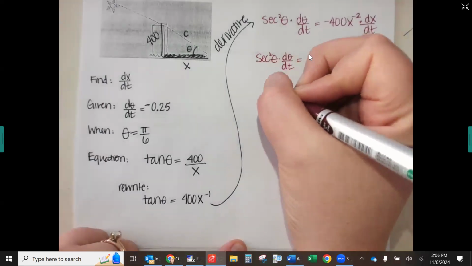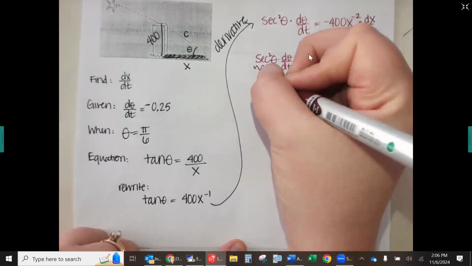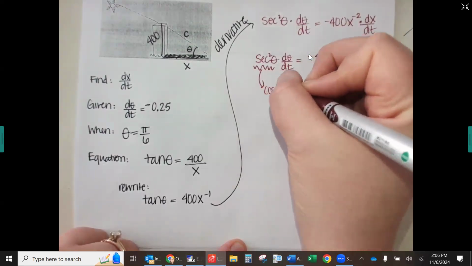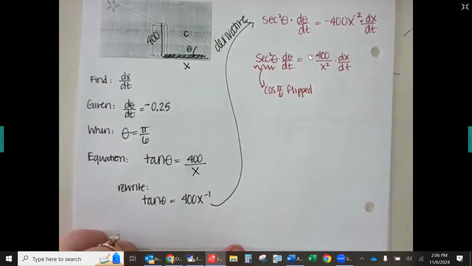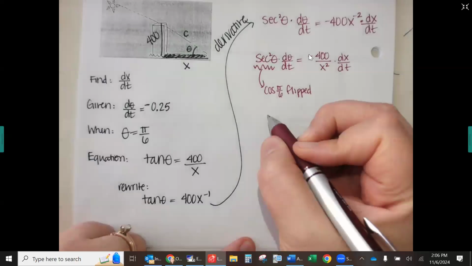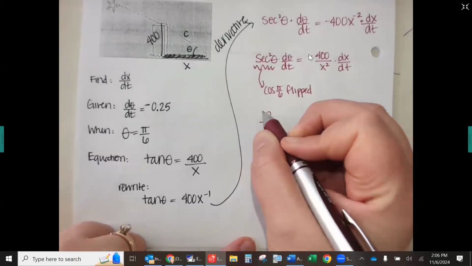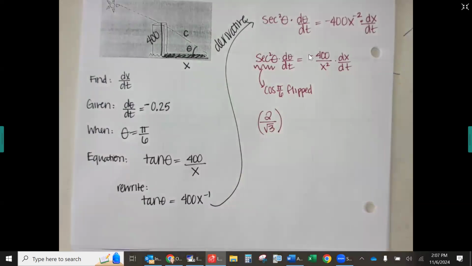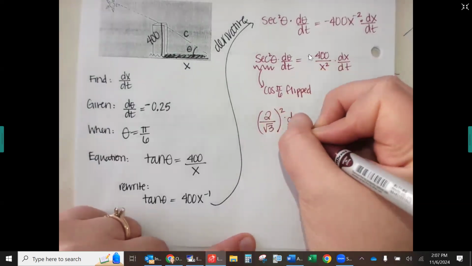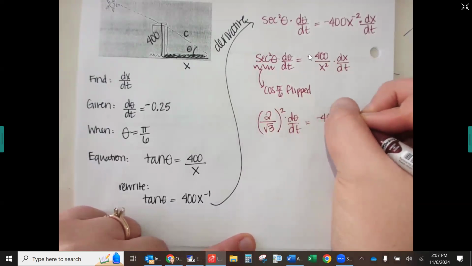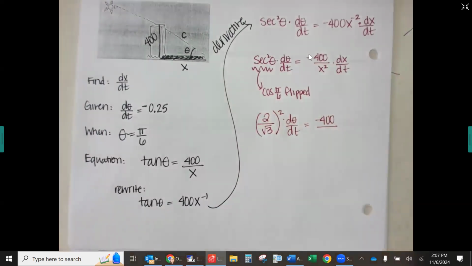2 over root 3. So let me write this down. This is going to be the cosine of pi over 6 flipped. Secant and cosine are reciprocals. So pi over 6 is here. I get root 3 over 2. But then to flip it, I'm going to put 2 over root 3. Now, keep in mind that once I find secant, I still need to do what to it? Square it. d theta dt equals negative 400. And then when I get to x, do we know x?